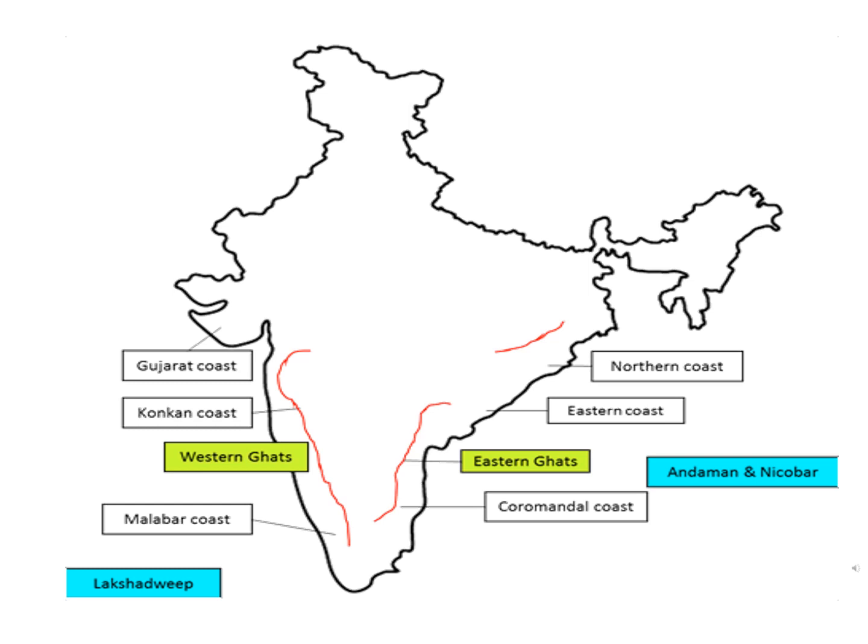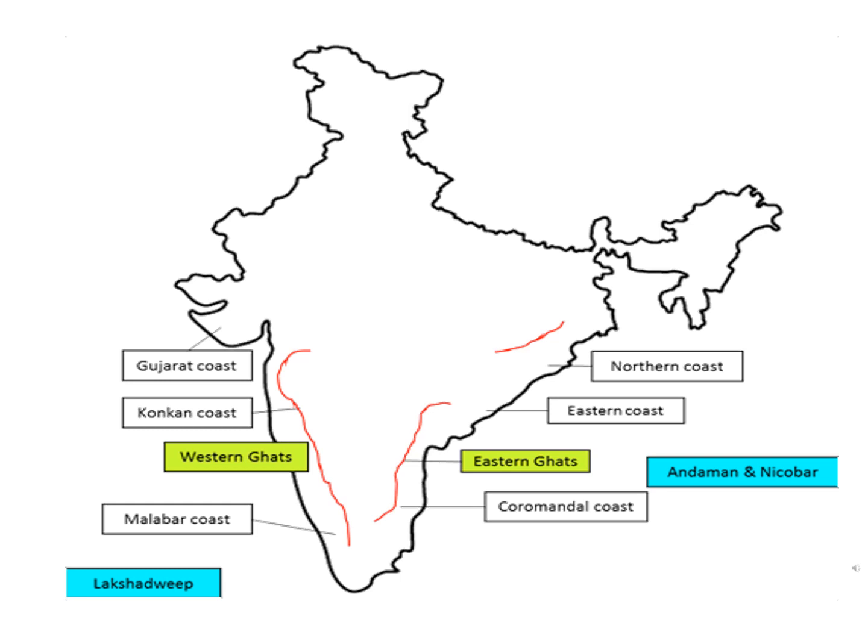The eastern coastal plain in the east direction lies between the Bay of Bengal and the Eastern Ghats. It stretches from the delta of the Ganga in the north to Kanyakumari in the south. It is divided into two: the Northern Circars in the north and the Coromandel coast in the south.